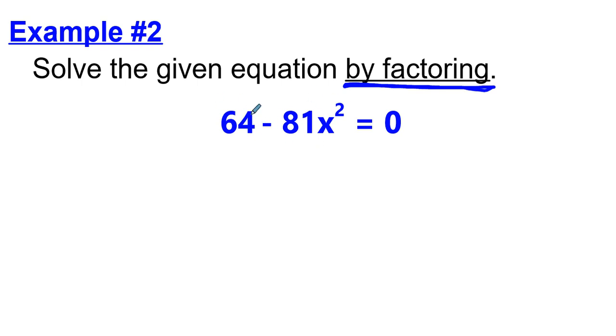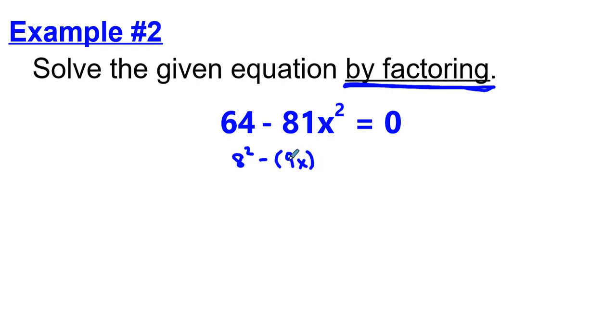So let's take a look. Is something squared 64? Yes, 8 squared is 64, so 8 squared is your a squared. Then you have your minus, and then we need to make this into a quantity squared as well. So 81 is 9 squared. X is already squared, so 81x squared could be written as the quantity 9x.